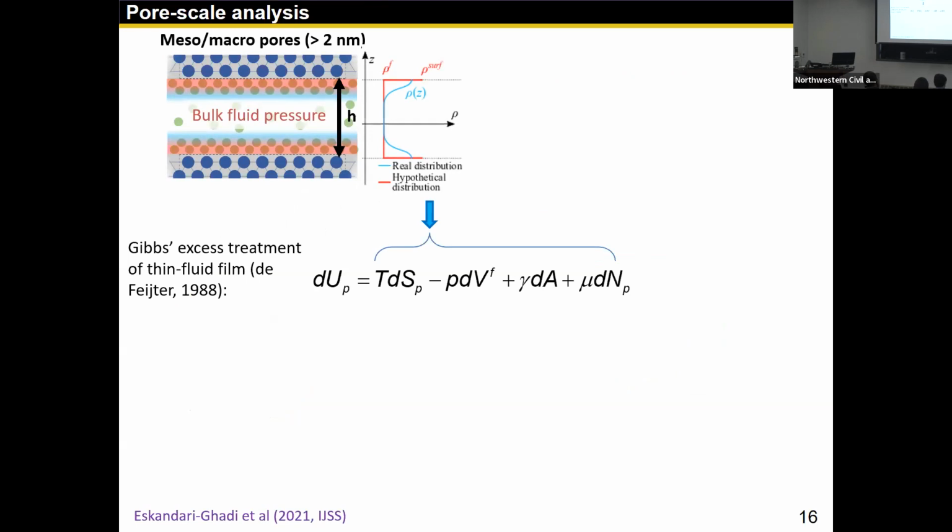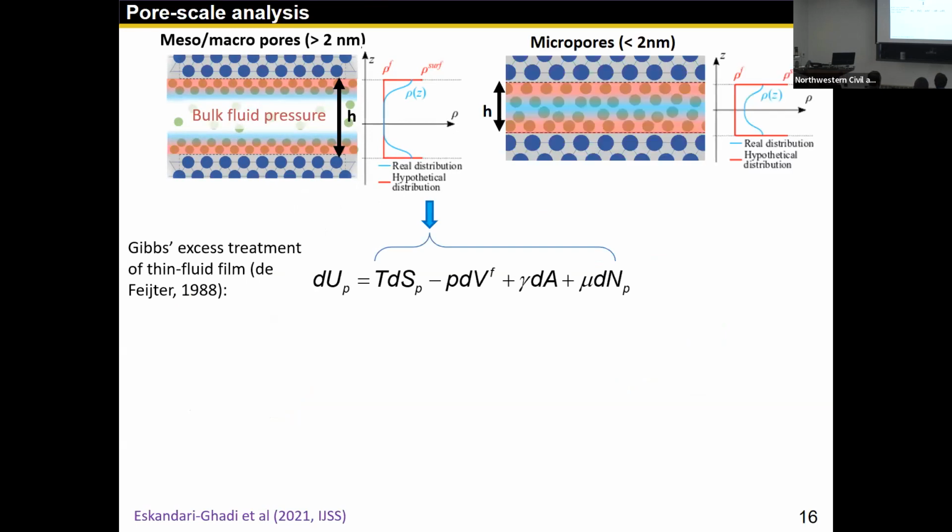In the middle, you get the bulk fluid property showing up. And if you go through the Gibbs treatment, this is the total internal energy in the pore. It's the same thing as before. But if you were to consider a micropore, then this interfacial region starts to overlap, and the density is higher everywhere than the bulk fluid property. So nowhere in this pore do you have the bulk fluid. Everything is relatively structuralized.